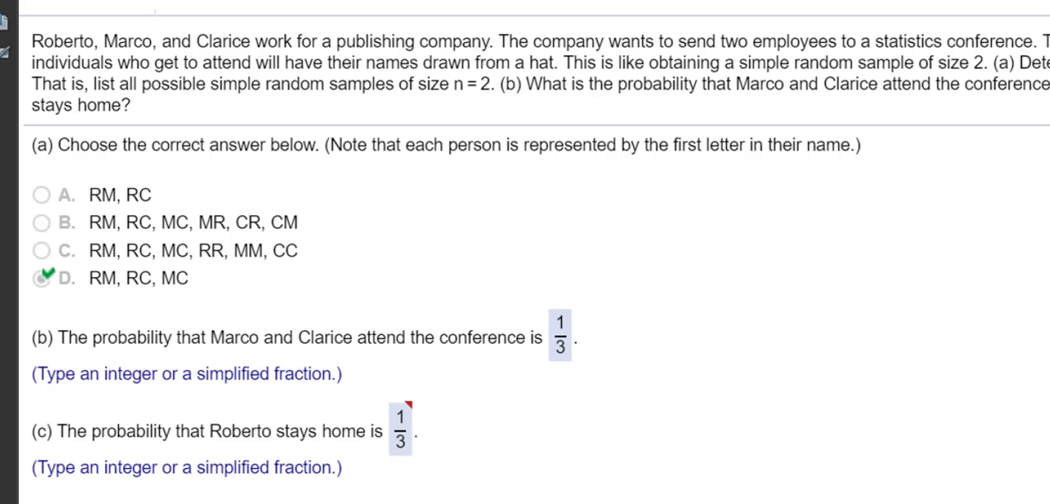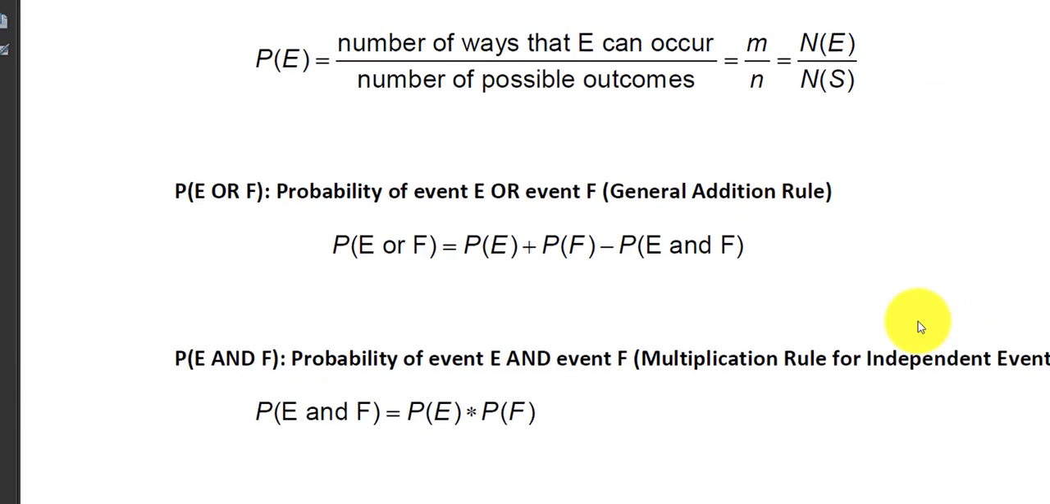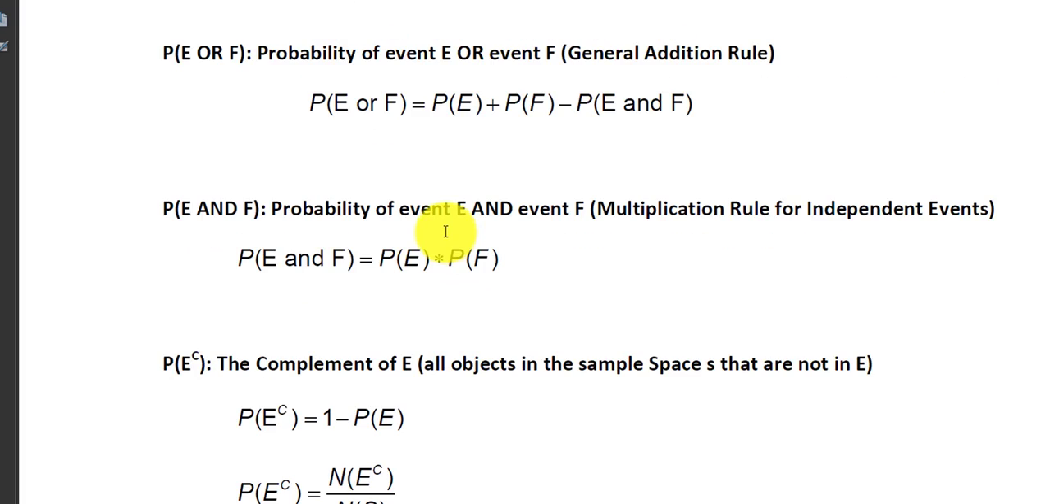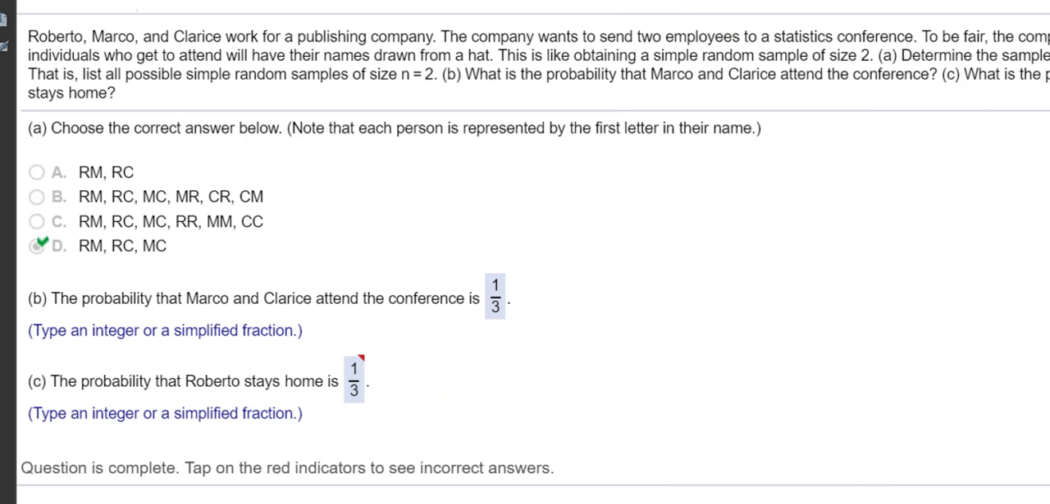Another way you could look at this, let me pull up my formula sheet again, would be the complement, right? If you do 1 minus the probability of E, that's the complement of E. Remember, we found P of E here, the number of ways an event can occur out of the number of possible outcomes. So let's take a look. If you were to look at this problem another way, right here it says, what's the probability that Roberto stays home?